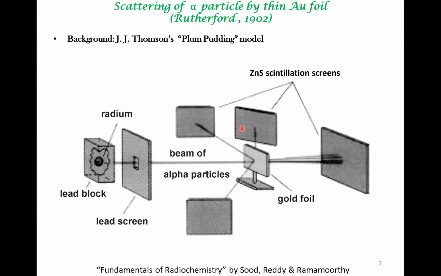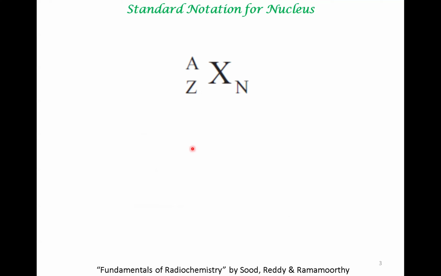So he observed this, and he inferred a model in which the center of the atom had a lot of positive charge, and the interaction between the positively charged alpha particle and a nucleus, which was at the center of the atom, the repulsive interaction, gave rise to this kind of scattering events. So that was an important discovery.